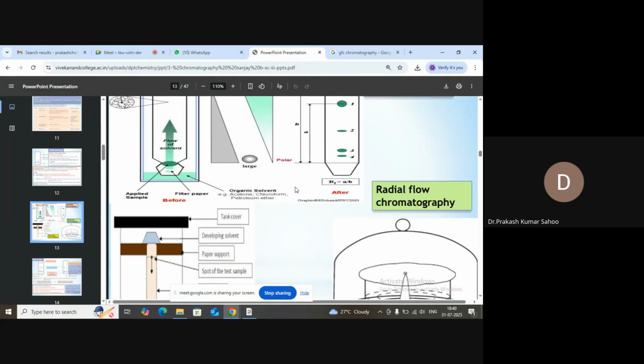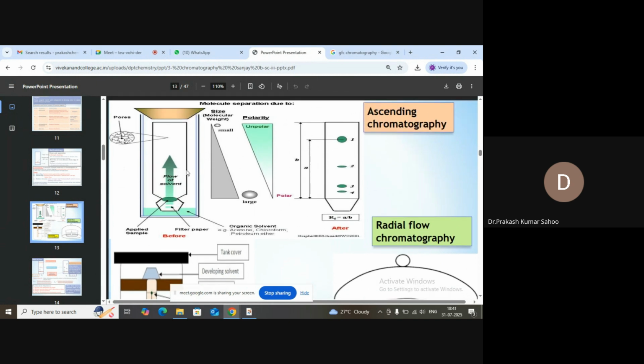Whenever your paper is dipped inside the solvent, where the solvent is at the bottom and the reference line is at the bottom, it is said to be ascending chromatography, and different components get separated on the basis of their interaction with the stationary phase. And here, a very important thing: the retention factor is calculated by dividing the distance traveled by the component by the distance traveled by the solvent.